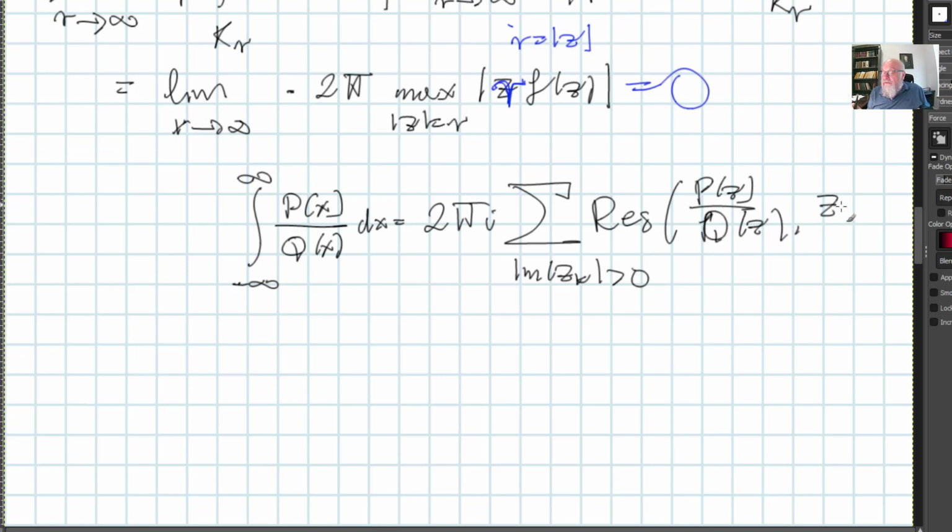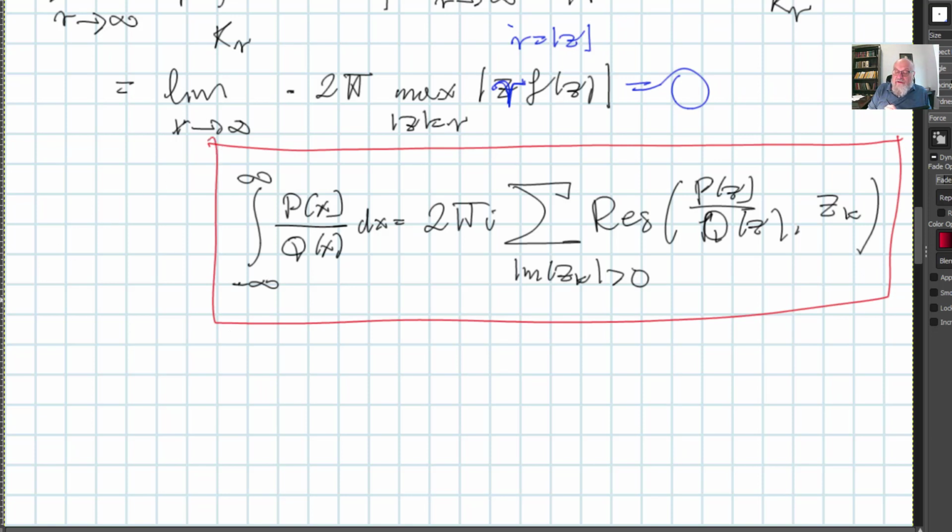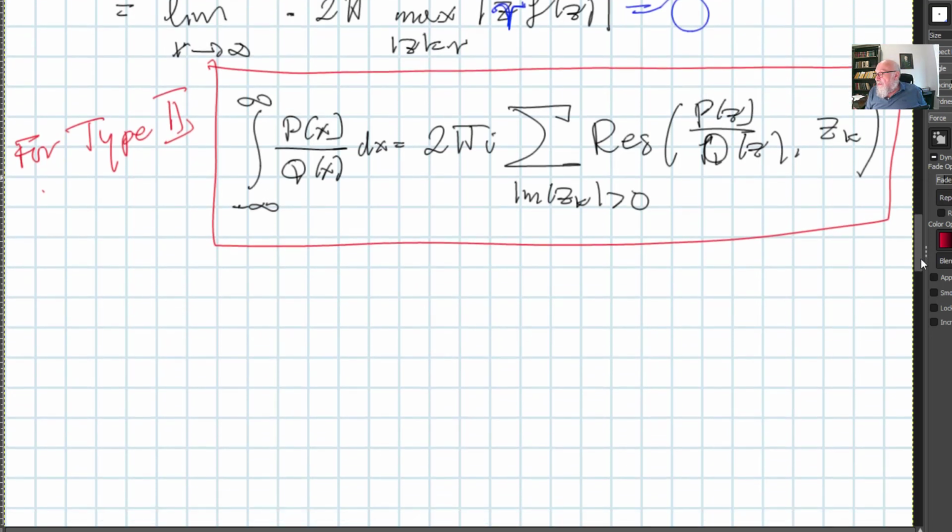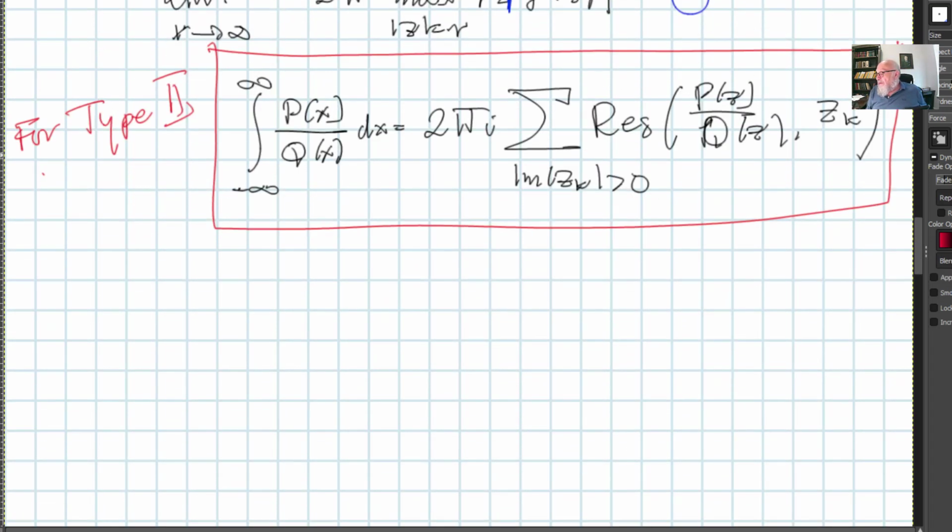And that's the formula for the computation of the integrals. So this is for type 2. So we have the formula for these integrals. Of course, what's supposed to happen now? I'm supposed to do an example, at least one or two examples. So let's do an example.